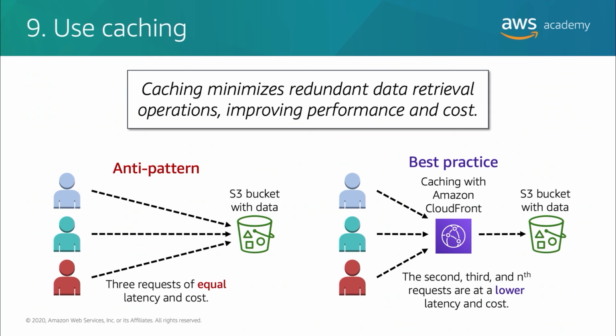Subsequent requests for the file find a copy in the edge location in CloudFront instead of in S3. This reduces latency and cost. After the first request, you don't need to pay for the file to be transferred out of S3 while it's still cached in CloudFront.